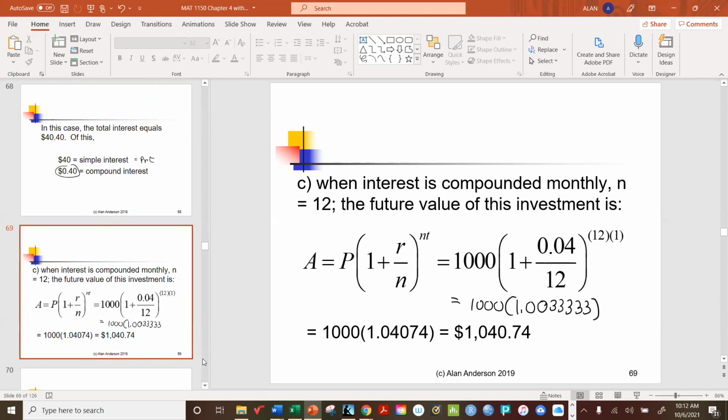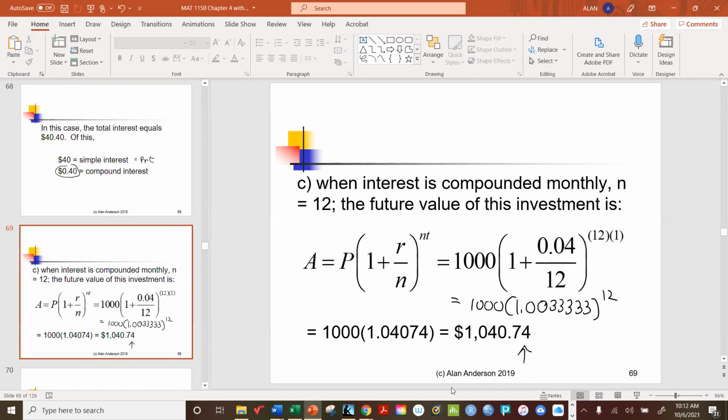These threes actually go on forever, so you can stop at some point. Keep in mind that the interest will be rounded to pennies anyway, so no matter how many digits you have, this is what you're aiming for. The 74 cents is what we're focused on.